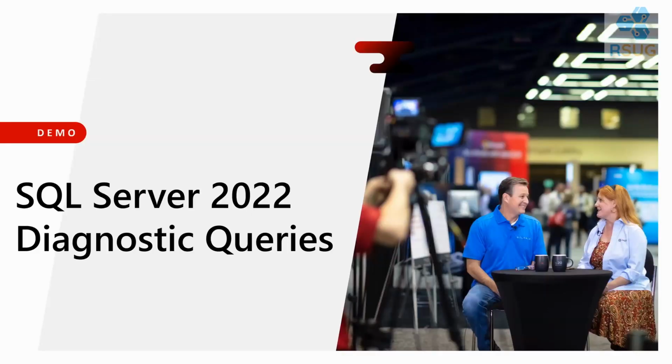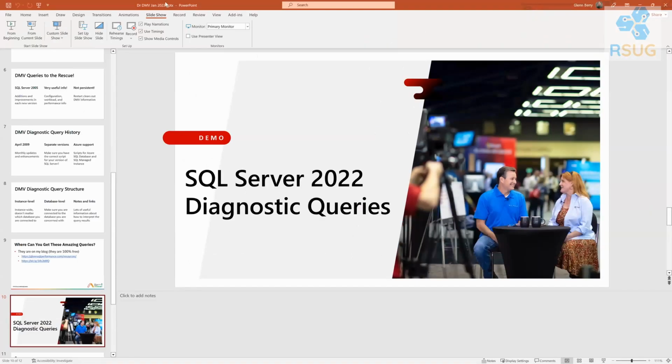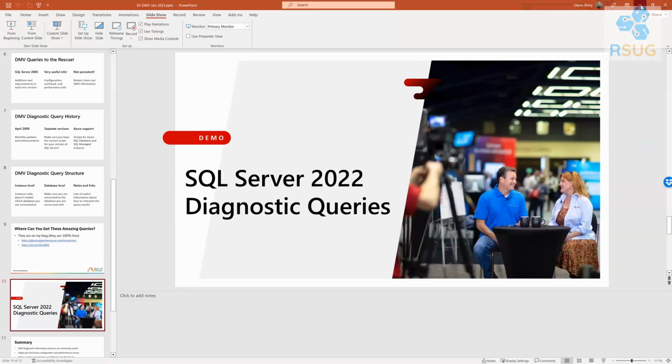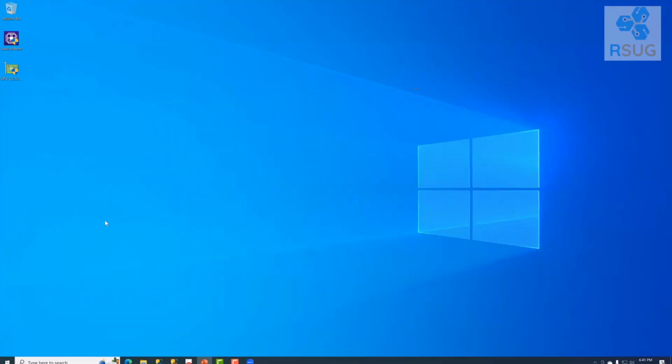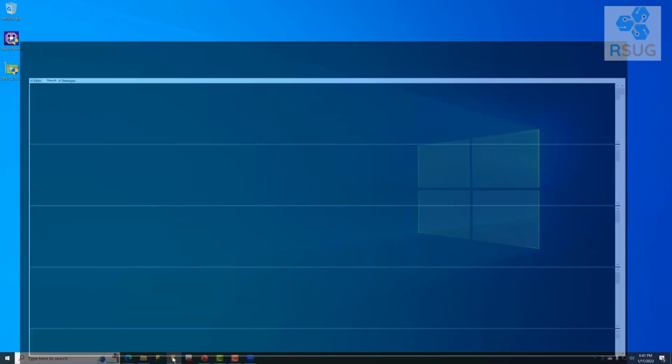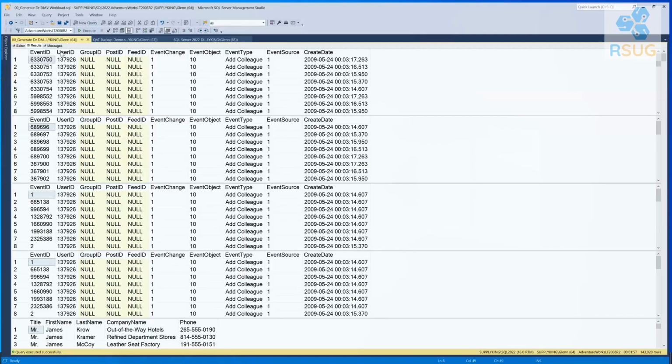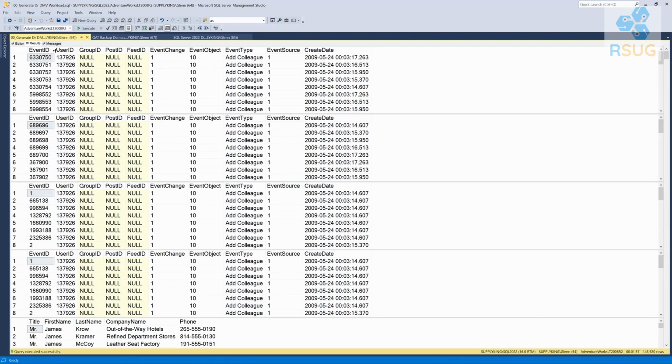So I told you the PowerPoint would be quick, and that is it. Now we're going to actually get into the queries themselves. And these queries, again, there's a different version for each major version of SQL Server. And before I actually jump into the queries, I want to show you one other real quick thing.